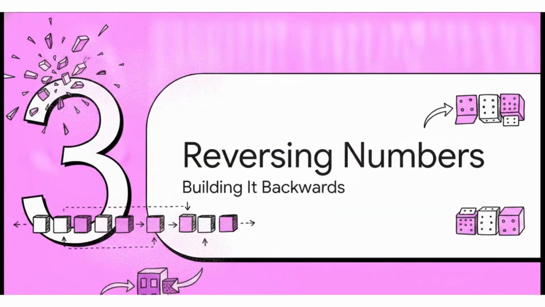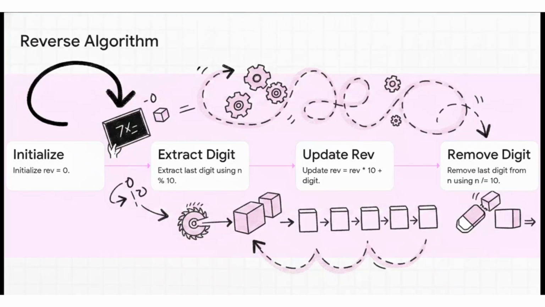All right, part 3, algorithm 2, reversing numbers, building it backwards. Now that we're pros at aggressively dismantling numbers, let's take that logic and build on it. Let's say we want to turn an input, like 1234, into 4321. Just counting isn't going to cut it anymore. We actually have to hold on to the pieces we're shaving off and put them back together.